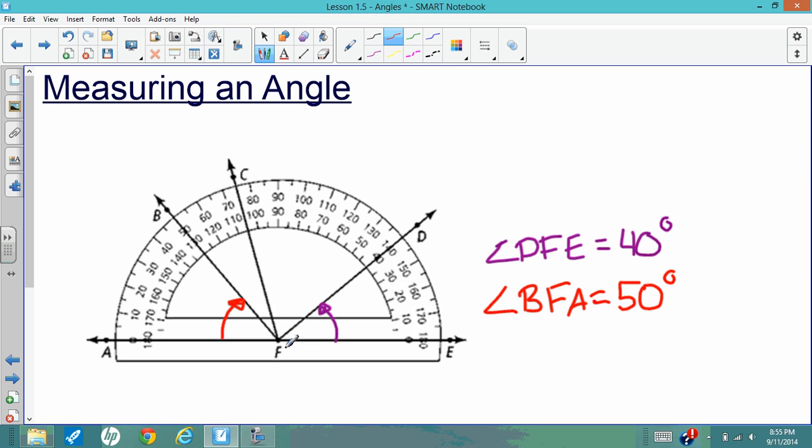It's important to note that when I'm naming these angles, because I have many angles that share the same common vertex F, I can't just name it angle F, because I wouldn't be sure which angle I was talking about. So it's important to use 3 letters. Remember that our vertex is in the middle of the name, so they all share the same vertex, and we know exactly which angle we're talking about by using the other 2 letters. So again, DFE in purple and BFA in red.